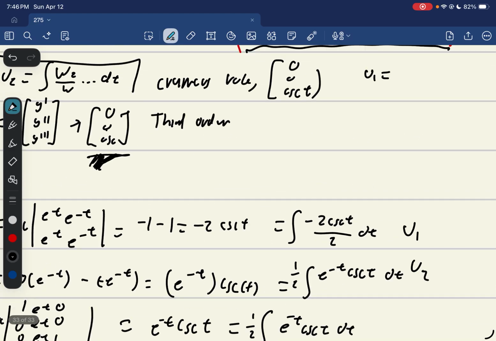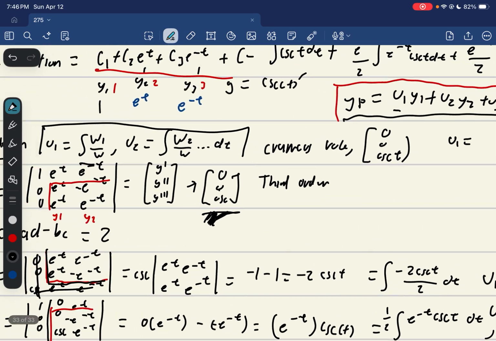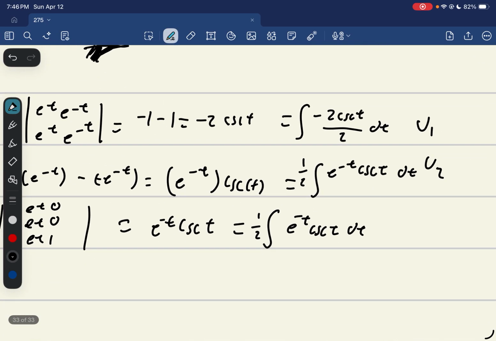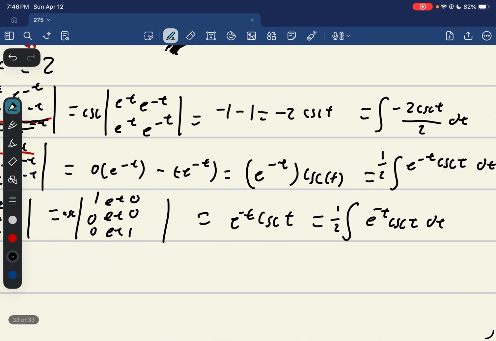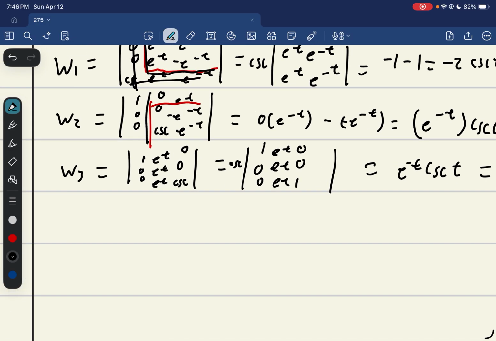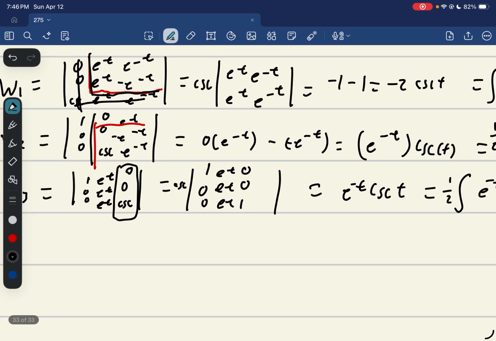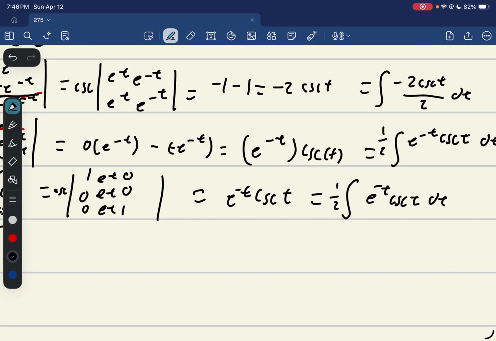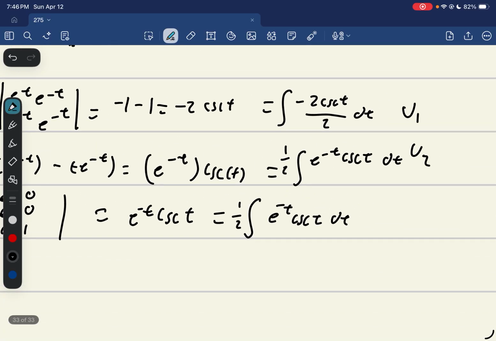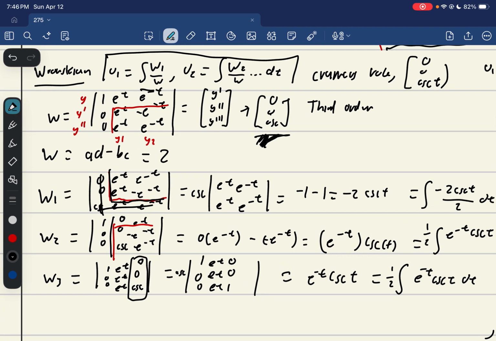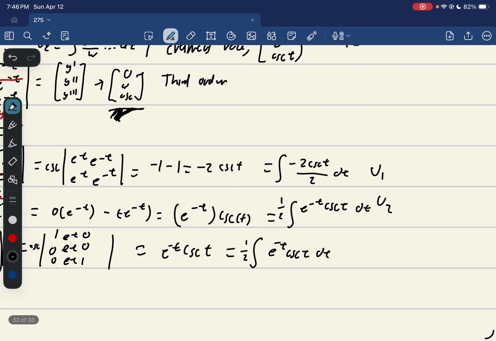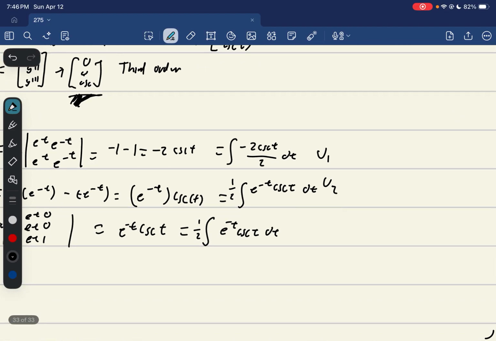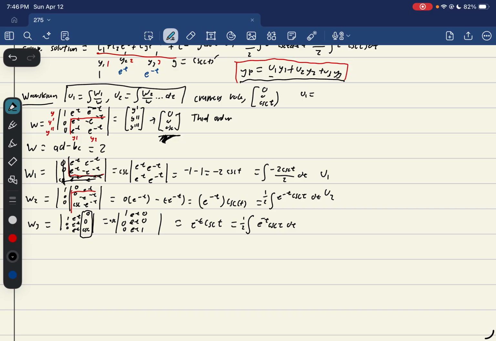Then I found the integral of that w2, which is this, over w, which is 2. I did that for the third one over here, but this time I replaced the third row with 0, 0, cosecant. I multiplied that by the determinant, which is just e to the t, over the w, which is 2. So one half integral of e to the negative t cosecant t dt. And this is all going to be u1, u2, and u3.